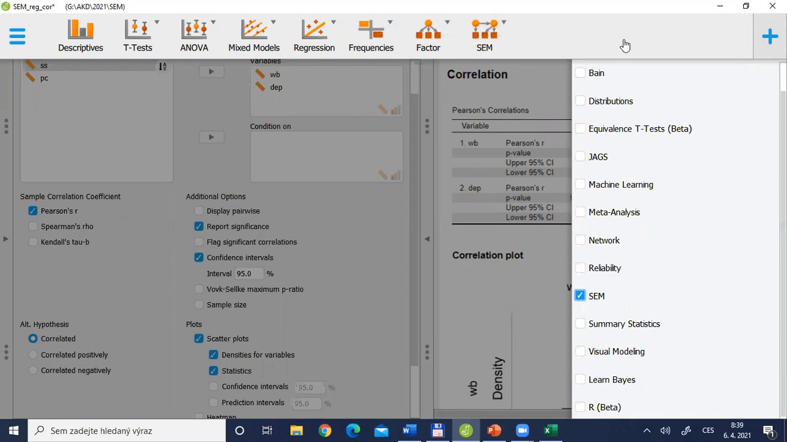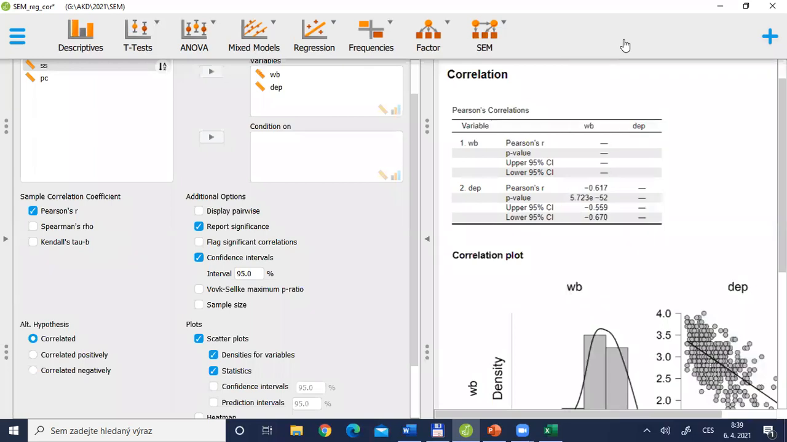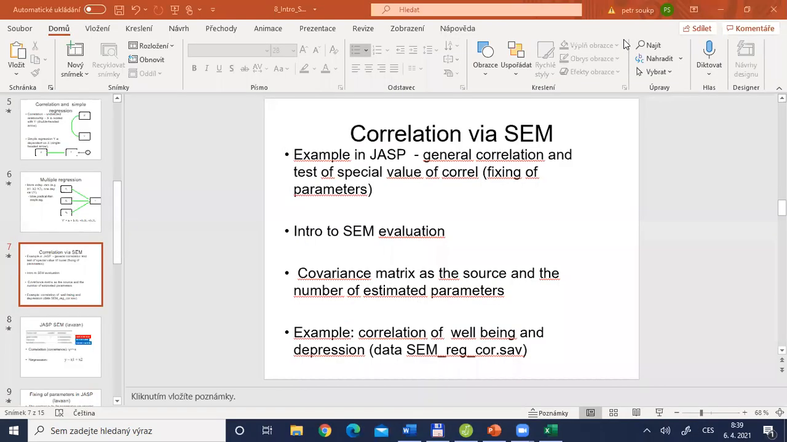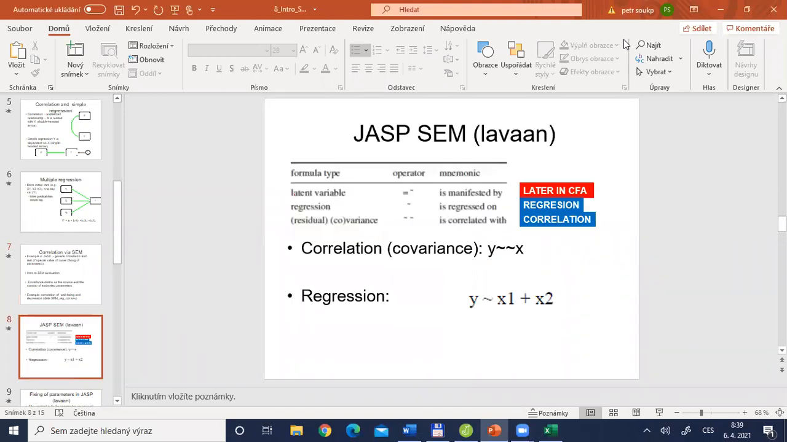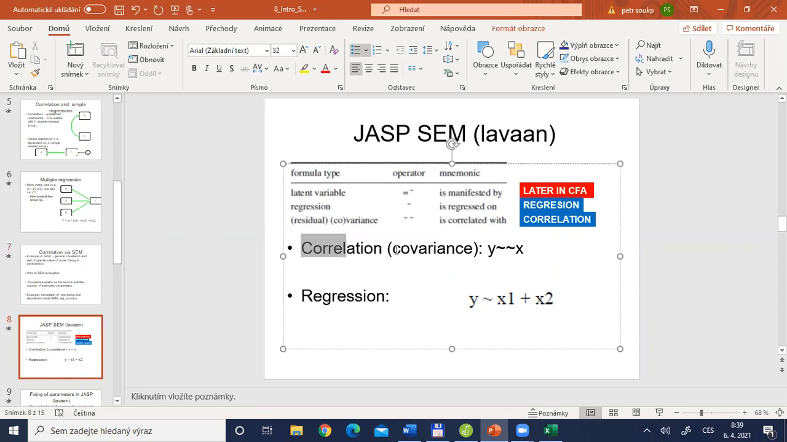And before we start to compute this correlation model, we would need some more information on how we can prepare such a model in JASP. So I would switch once again into the presentation. And this slide is describing basic language features in JASP, or let's call it a different way, it is originally from the Lavaan package, which was prepared for our project. So for today, we would need rules for how we can describe correlation or covariance. And this rule is very simple.